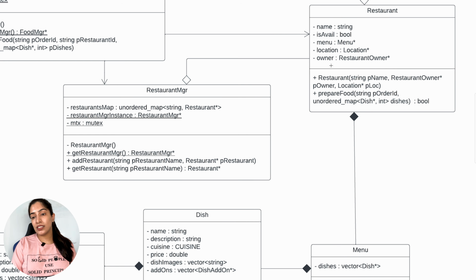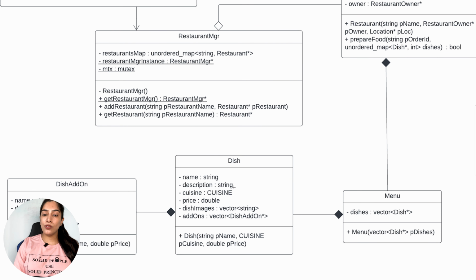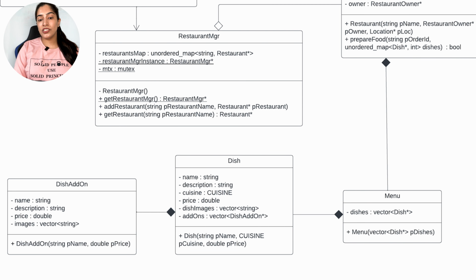Now, again, as we discussed, restaurant has an instance of menu, and I have designed it such that menu cannot exist without restaurant. So there is a composition relationship. Again, menu has dish, dish has dish add-on. We discussed this, all composition relationships. Menu currently has dishes, a vector of dishes. Again, a dish is going to have name, description, cuisine, price, all of that. And dish add-on will also have the same thing.